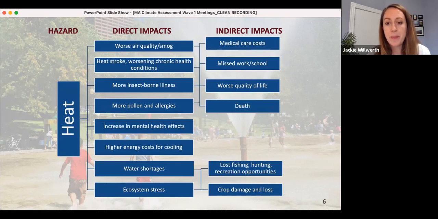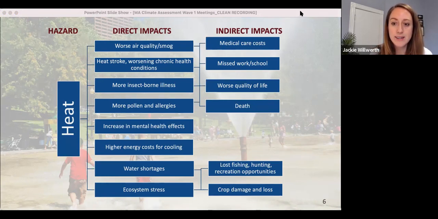So for example, with heat, we know that higher temperatures can cause worse air quality and smog. Extreme temperatures can cause heat stroke and make things harder for people with certain chronic health conditions. And these and other health-related impacts can lead to higher medical care costs, missed work and school, either while sick or caring for someone who is sick, a generally lower quality of life dealing with illness, and in extreme cases, death.